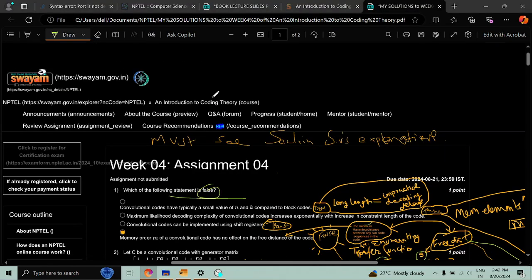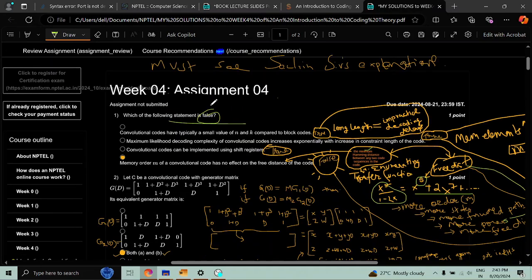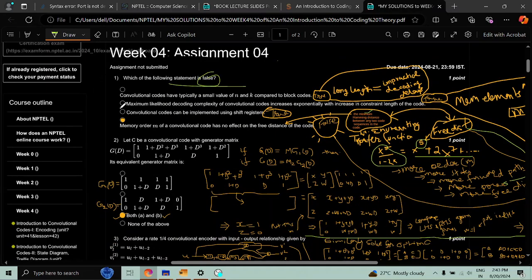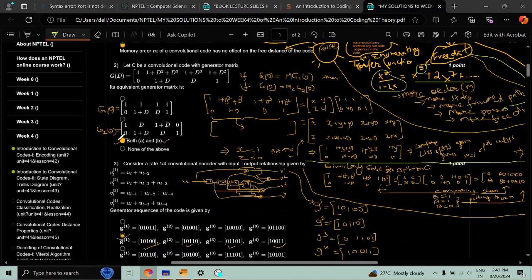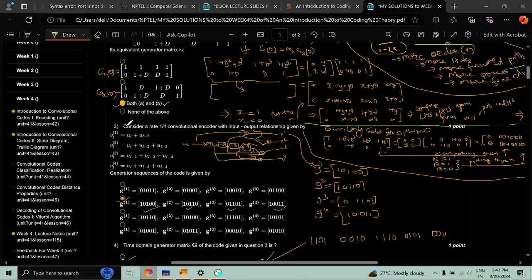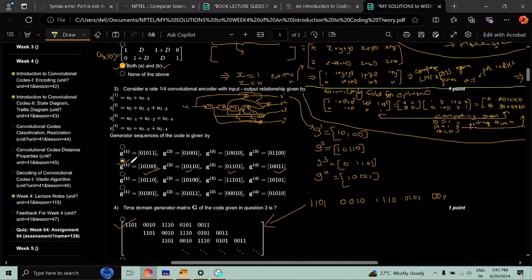These are my personal solutions to week 4 of NPTEL's course on the Swayam portal, an introduction to coding theory. Assignment 4, question 1, answer is option 4. Question 2, answer is option 3. Question 3, answer is option 2.